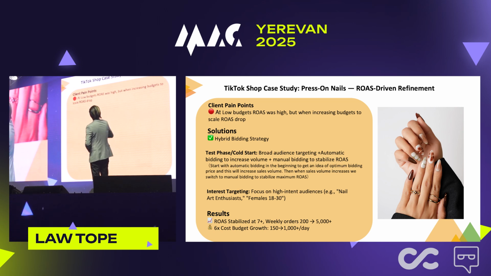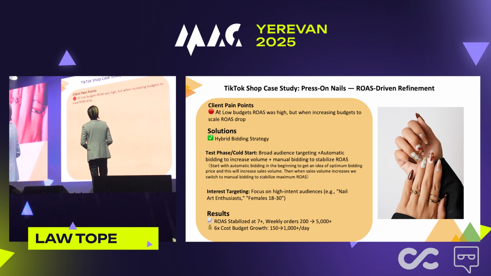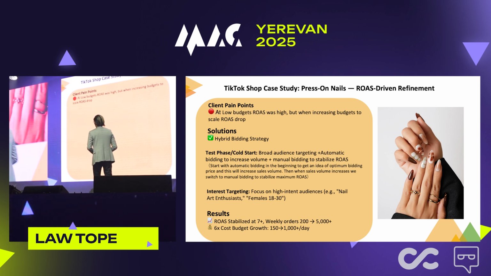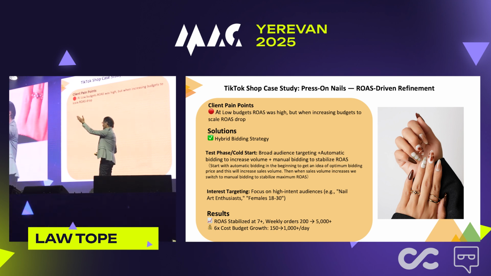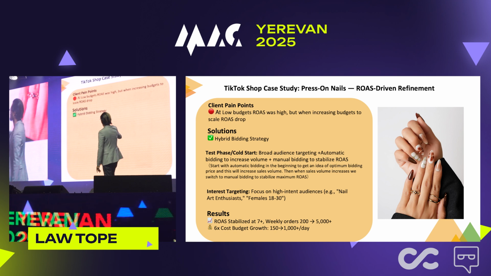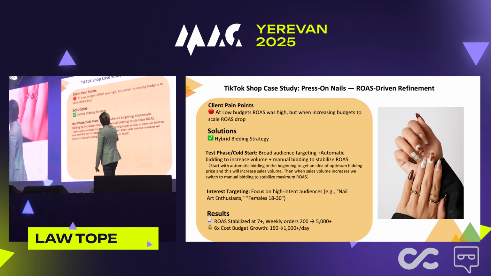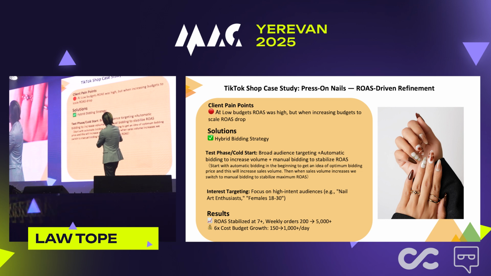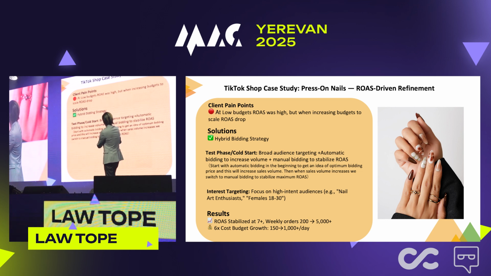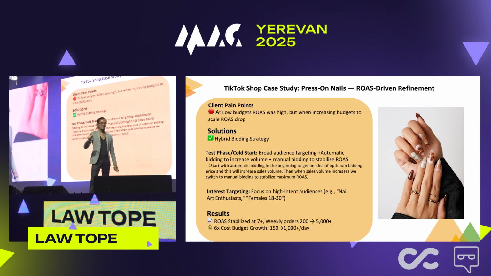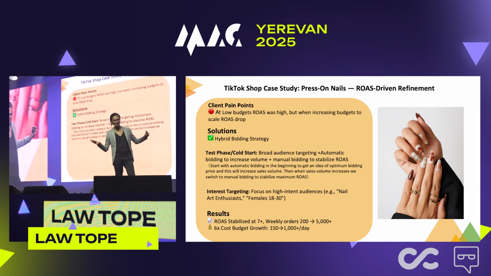The client pain point was low budgets. Return on ad spend was high, but when increasing budgets to scale, right? When you increase budgets, profits go down. Solution: this is the hybrid strategy, the layered strategy I'm talking about. Test phase, cold start. Broad audience targeting and automatic bidding to increase volume, and manual bidding to stabilize return on ad spend. I'm going to read it to you. That's why I put it all in here.